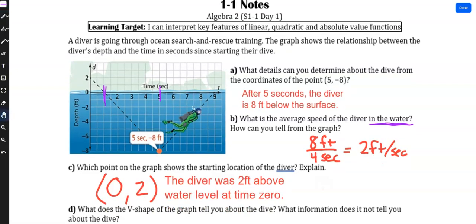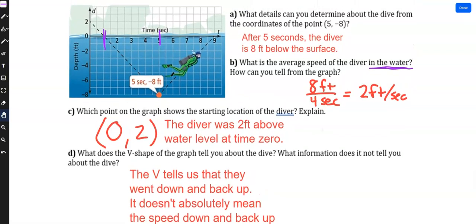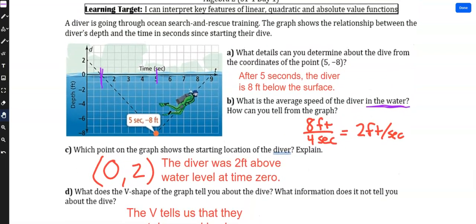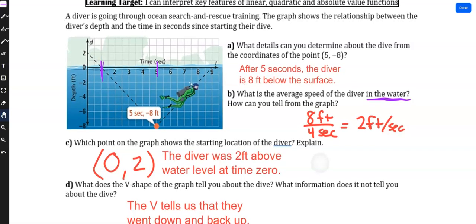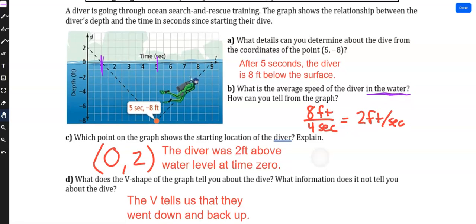When you get down to part C, which point of the graph shows the starting point location of the diver? Obviously, that's the point (0, 2). The diver was 2 feet above the water level at time 0. That's what they mean by explanation, because you've got to know what the time means and what the distance means. Since it's positive, that's 2 feet above the surface of the water.